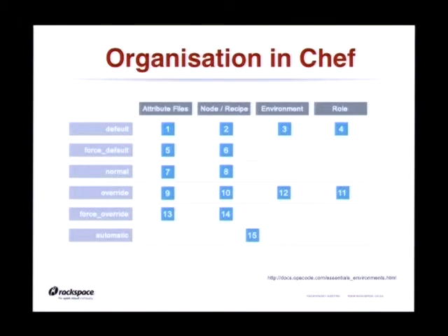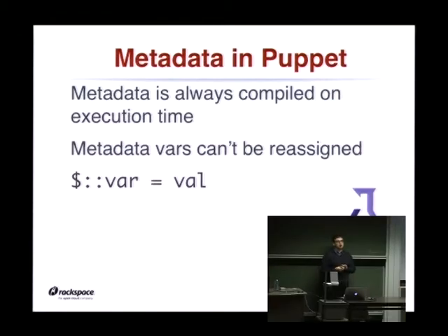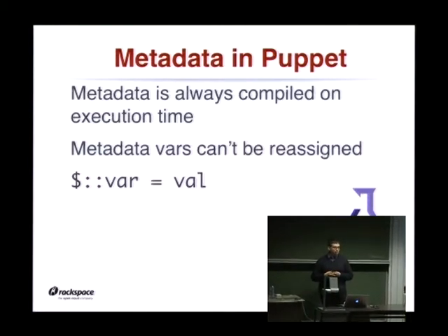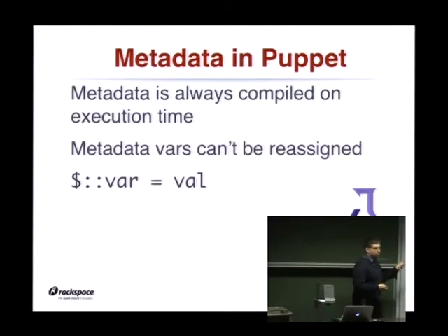So in Puppet, metadata is slightly different. As you know, Puppet always compiles metadata on the server at execution time. So that's sometimes a good thing, but then the Puppet master starts suffering from that when you have a lot of servers. Metadata variables can't be reassigned, which is something that I would say is a deliberate choice, but it makes your manifests and the way you define metadata quite tricky, because you can't overwrite any kind of variables. And it's always defined like that, or with a class, before they introduce any comments.